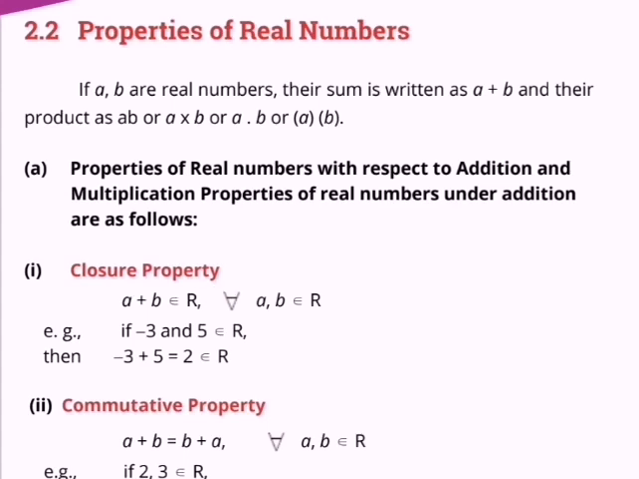If A, B are two real numbers, then their sum also belongs to real numbers. This property is called closure property. For example, if we consider -3 and 5, both belong to real numbers, then their sum -3 plus 5 is equal to 2, which also belongs to real numbers.